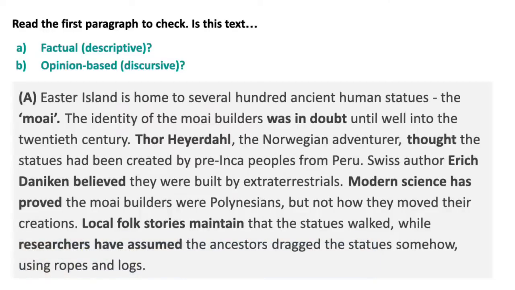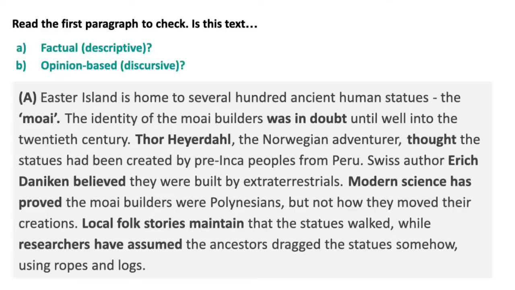So first of all, you've got that the identity of the builders was in doubt. So they've set up a question there, and they give, how many people's opinions can you see? What's the first one? I can see Thor Heyerdahl, the Norwegian adventurer, has an opinion. Yeah, they love him in IELTS. There's a whole listening about him. So that's his opinion.